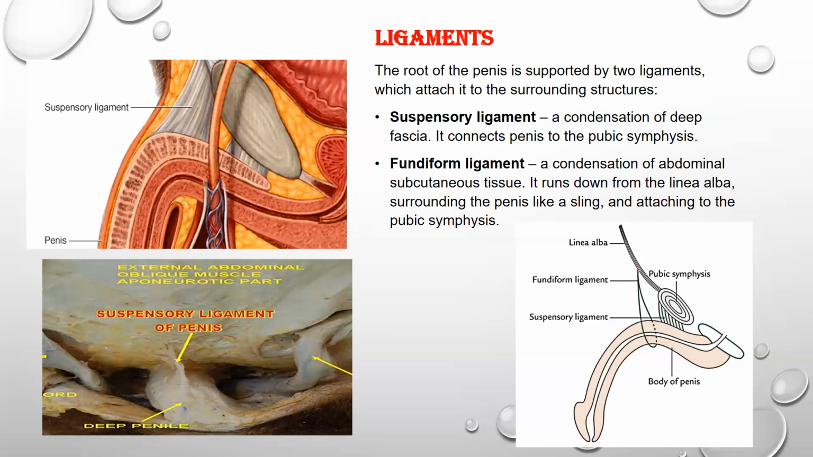It will hold it upside, and this ligament we call the fundiform ligament, a condensation of abdominal subcutaneous tissue. It runs down from the linea alba, surrounding the penis like a sling and attaching to the pubic symphysis.